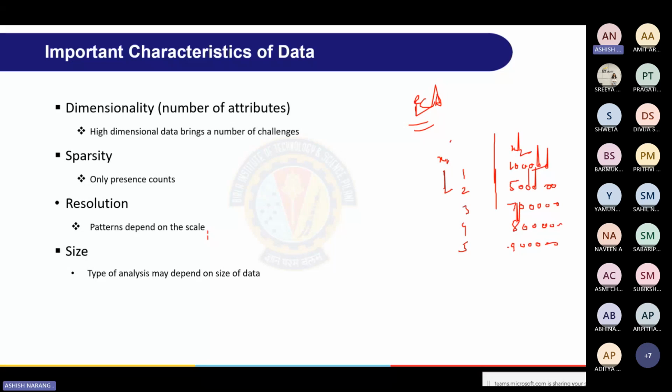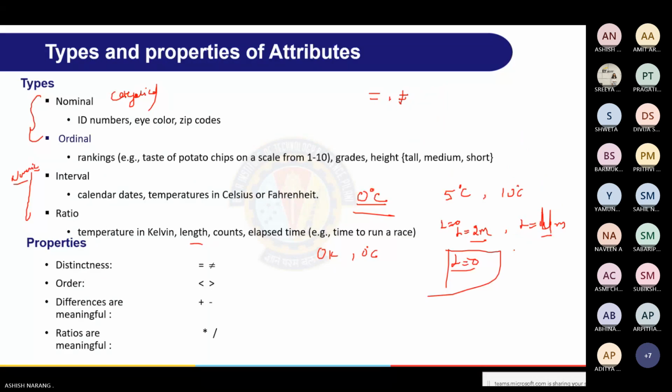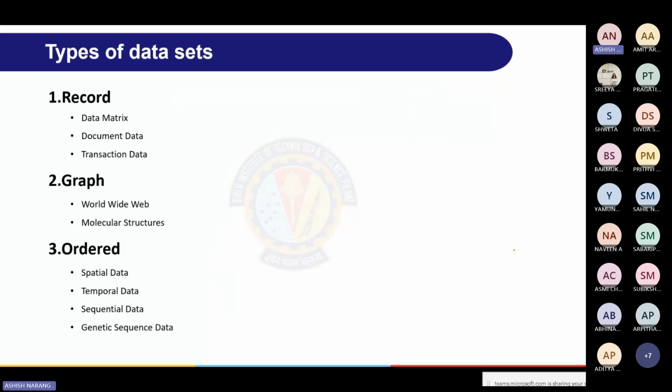Then of course size: what kind of analysis I'm going to do may depend on the size of the data. What kind of size do I have, large or small? Then let's look at all these types of data sets. We have record data, graph data, ordered data. Under record, we have a data matrix, which we have seen earlier. We have document data, and we have transaction data. All these three we have seen earlier also. I can again show you a snapshot of these, but we'll quickly go through.